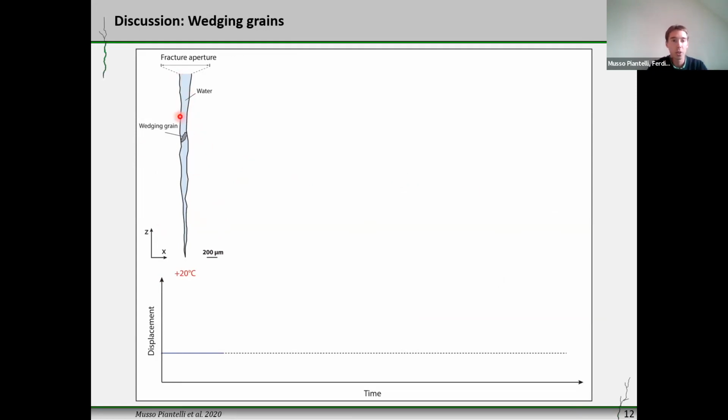So we have a taper-shaped fracture that is filled with water, and we are at the lowest part of it. So the fracture continues upward here in the slide. We have a wedging grain that is stuck between the walls of the fracture, and below we have our displacement curve recorded by the extensometer during our testing. We start at +20, so everything is water, and as soon as we freeze, we have learned before that we record an expansion of the fracture itself induced by the ice, and the grain gets detached from the walls. It just stays simply there.